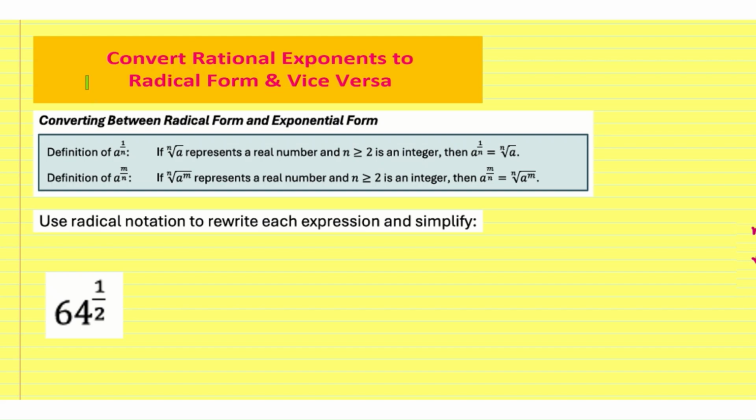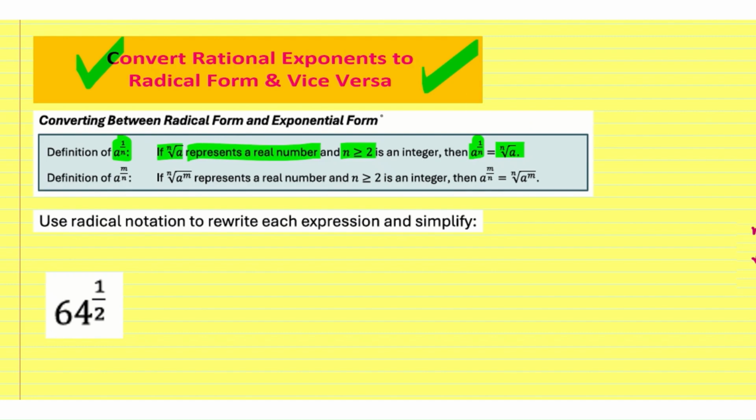Hello, this is Charlene. We're going to be converting rational exponents to radical form and vice versa. This gives us a definition of a to the 1 over n power or exponent. It says if the nth root of a represents a real number and n is greater than 2 and it's an integer, then a to the exponent of 1 over n is equal to the nth root of a.